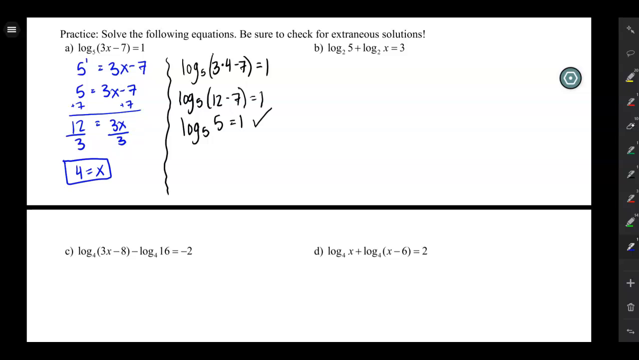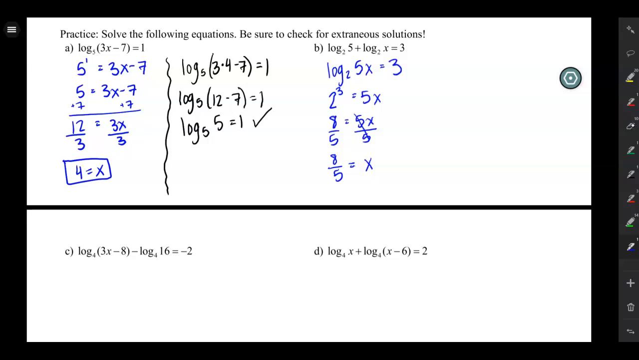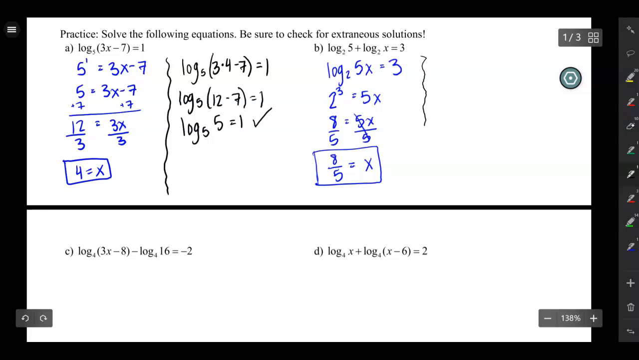So here I have 2 logs, so my first step is to condense them into one log. So log base 2 of 5x is equal to 3. Then I'm going to convert this into an exponential. So 2 to the third power is equal to 5x. 2 to the third power is 8, so I have 8 equals 5x. Divide both sides by 5. And 8 over 5 is equal to x. Okay. So that is a solution. I just need to double check and make sure it's not an extraneous solution.